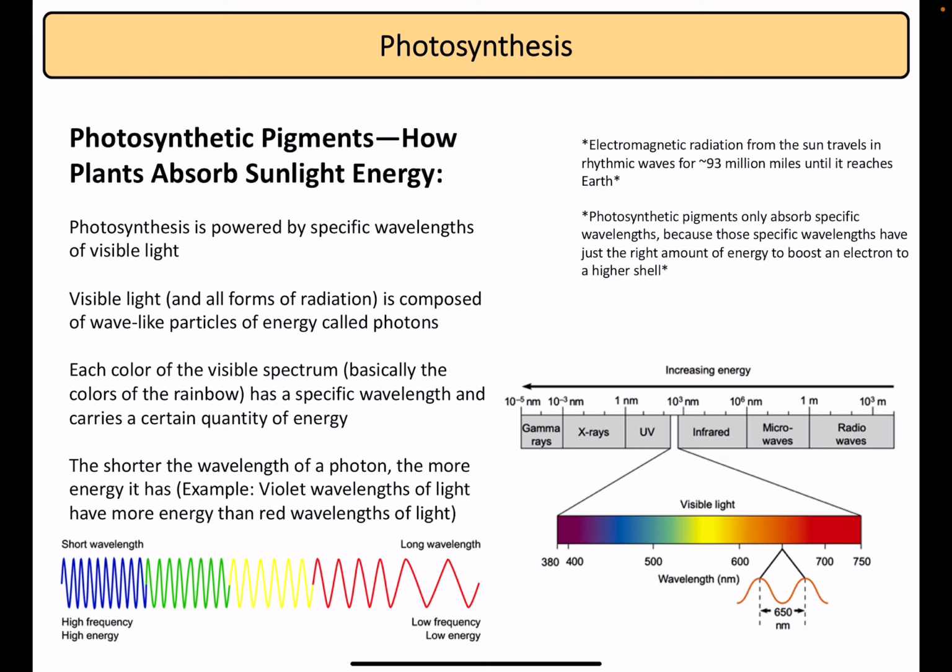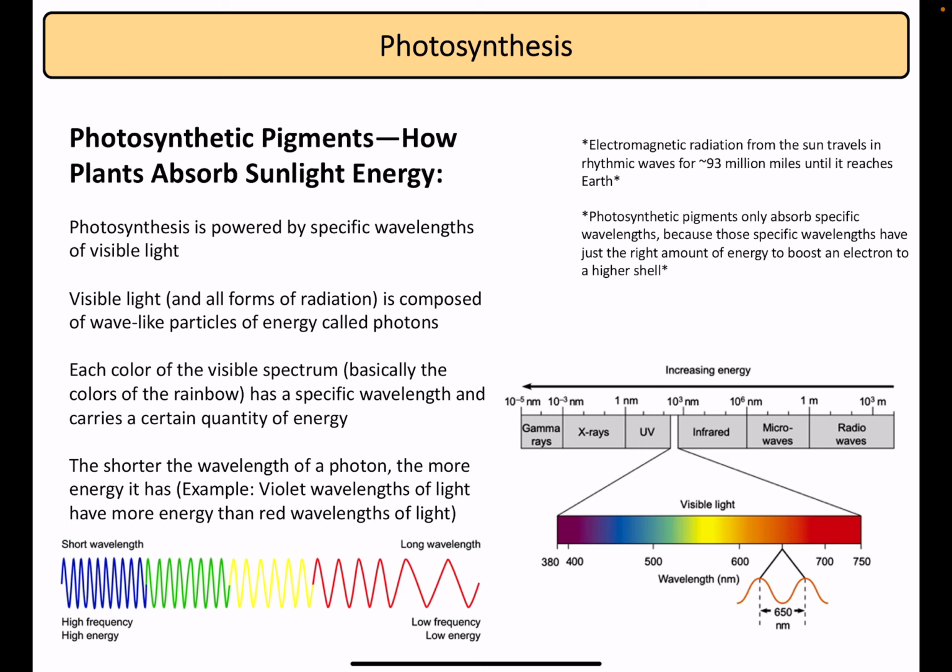Here we're going to talk just a little bit about the nature of light energy. So remember, there's all different types of energy in the universe. We've talked about a few so far in this class. We've talked about the chemical energy of food and electrons. We've talked about electrochemical gradients across membranes. Well, this is a third form of energy, and it's called electromagnetic radiation.